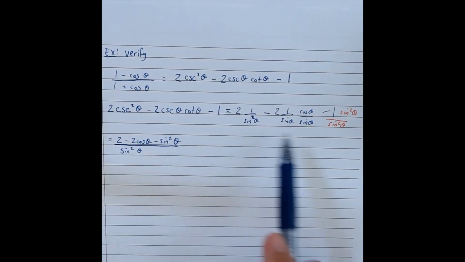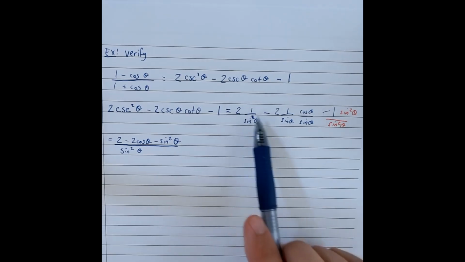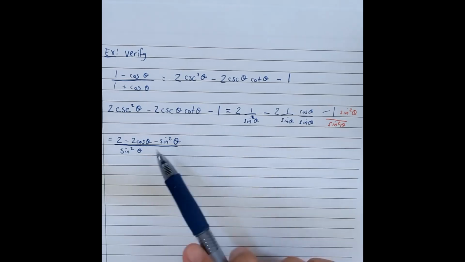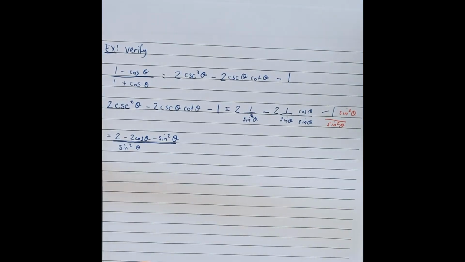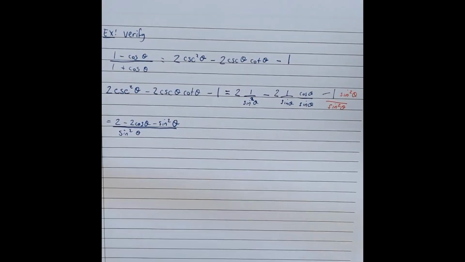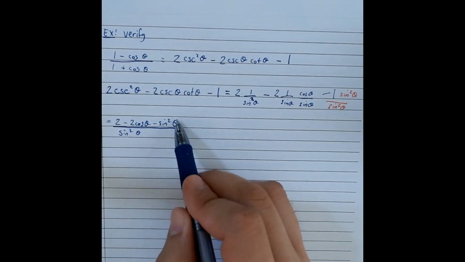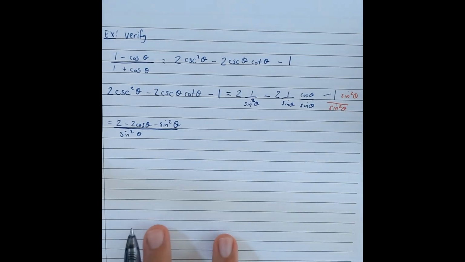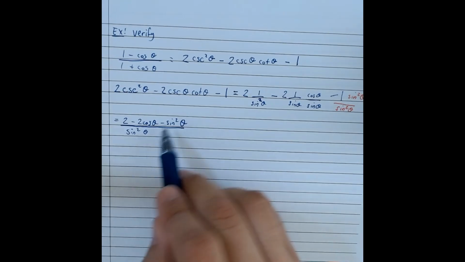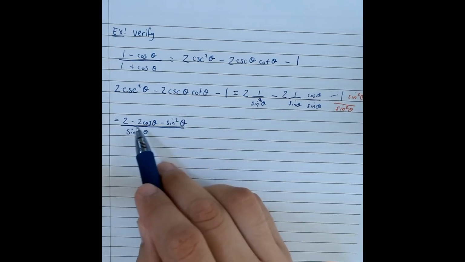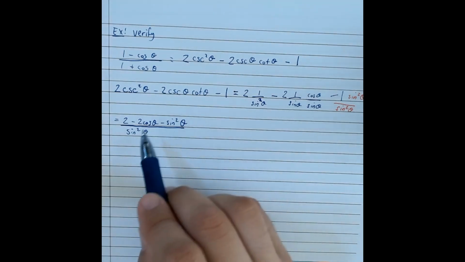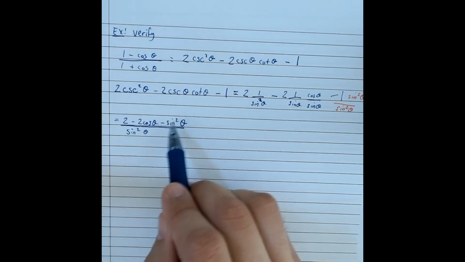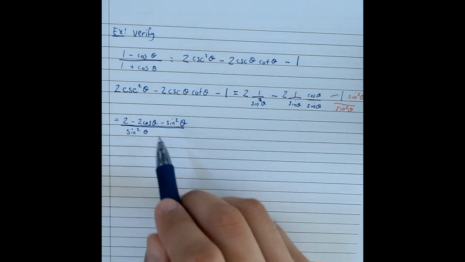Common denominator, sine squared of theta, 2 minus 2 cosine of theta minus sine squared of theta. Now at this point, anyone who wants to divide sine squared of theta and sine squared of theta, you should be ashamed of yourself. Remember, you can only divide if you have this as a factor, not if it's a term. The reason I bring that up is because every semester, maybe 1/4 of the class wants to do that. Don't do that.